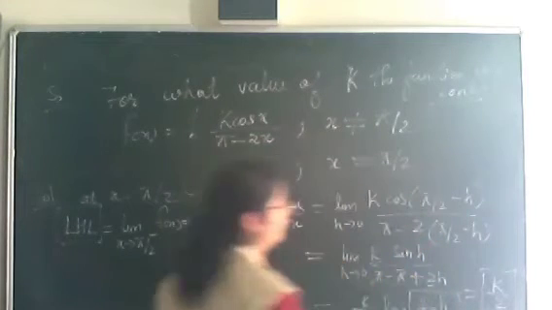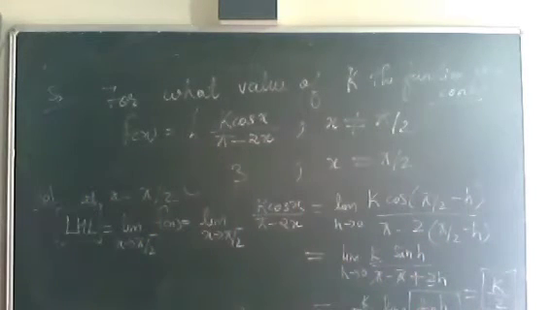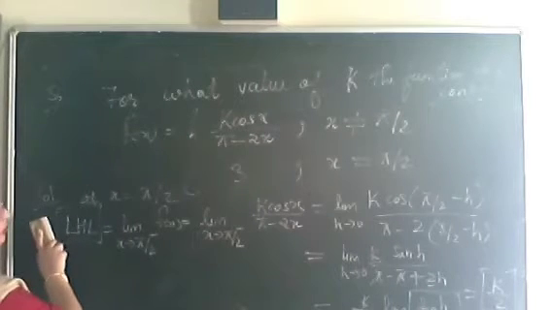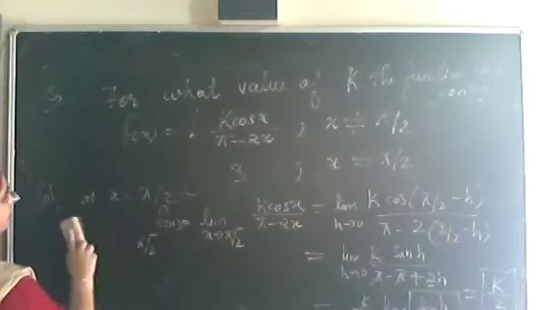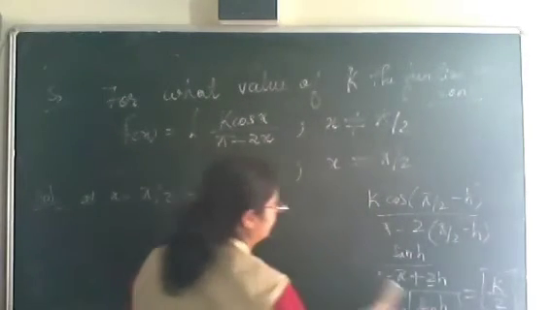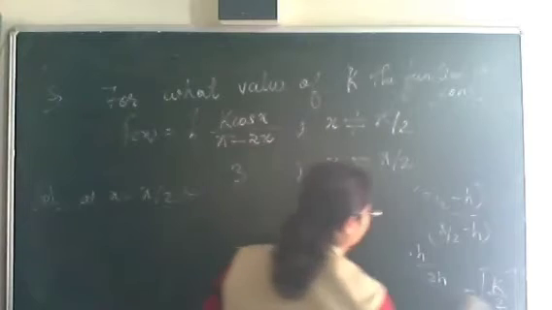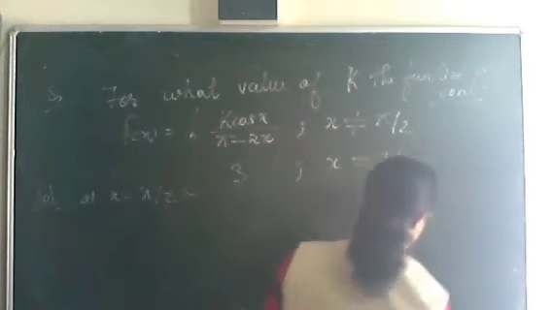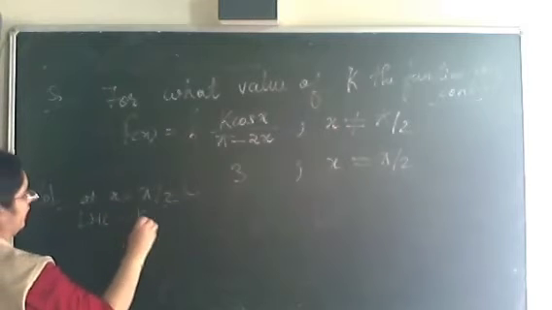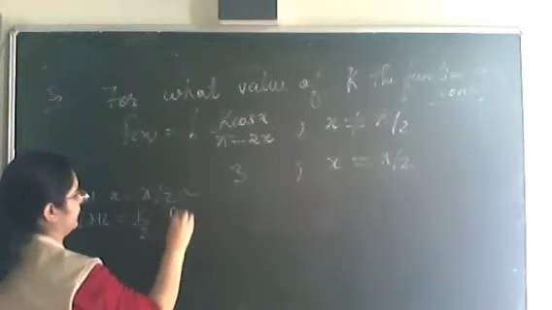Now after this, what will we find? RHL. I should rub this, otherwise I won't be able to write RHL. So we can write here what we have got: the LHL we have calculated is equal to k by 2. Then we will calculate RHL.